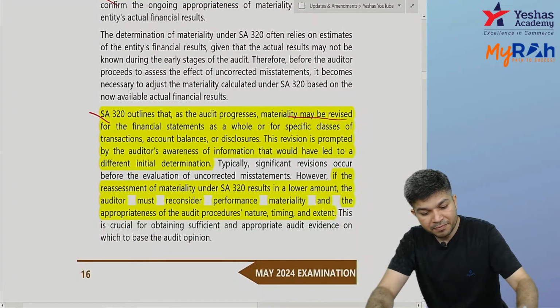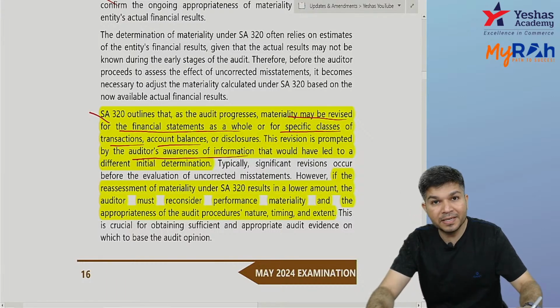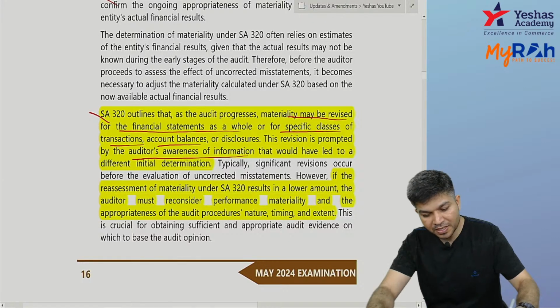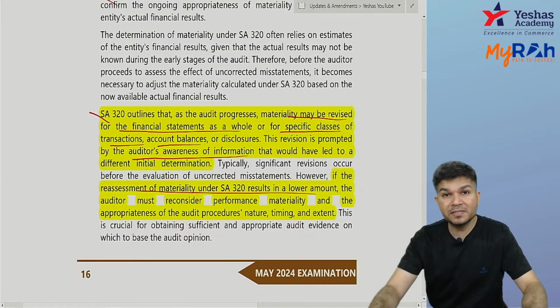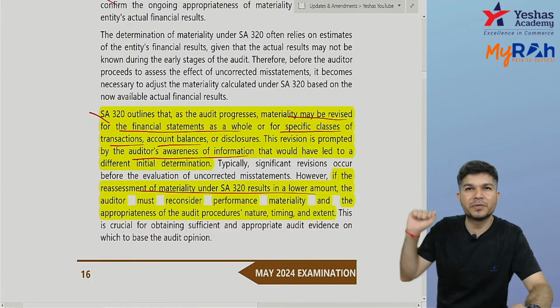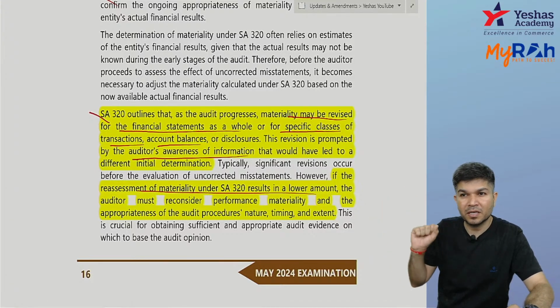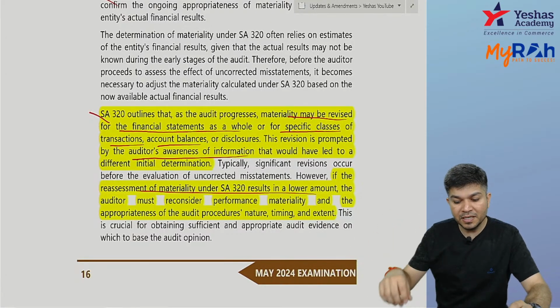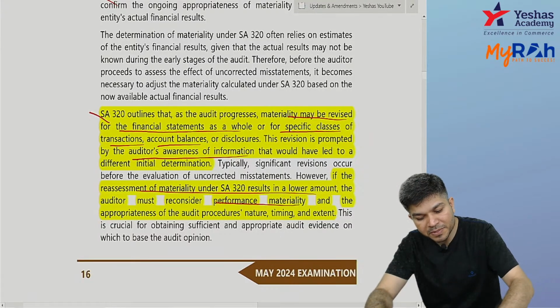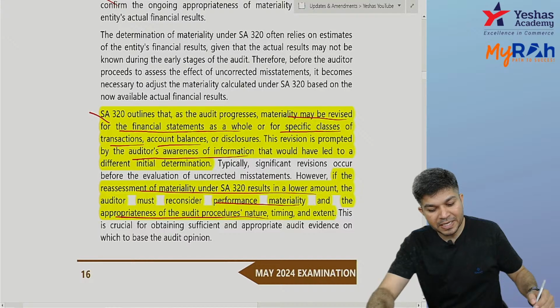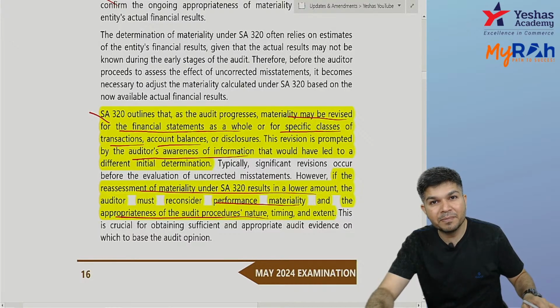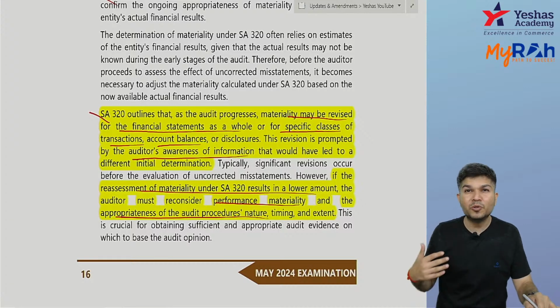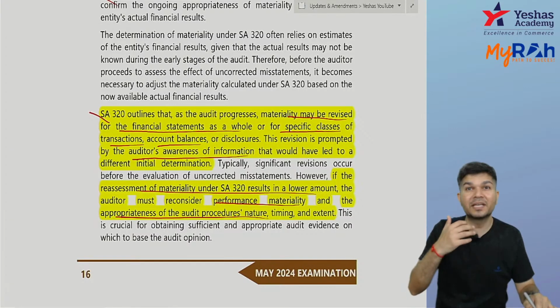The materiality may be revised for the financial statements as a whole or for a specific class of transaction or account balance. Why? Because you become aware of some new information. Initially, it was some different information. Reassessment of materiality level, if it results in a lower amount. Imagine turnover 100, its 1%, materiality level was 1 rupee. Now turnover became 80. 1% of 80 becomes 0.8. So if the materiality level is reducing, you must consider the performance materiality and the appropriateness of audit procedures, nature, timing and extent. So if your level is reducing, in that case you will be checking more items.